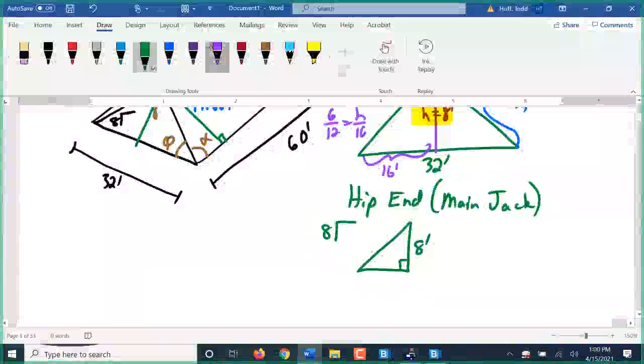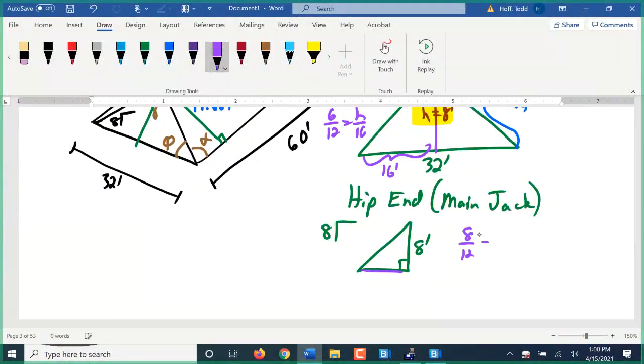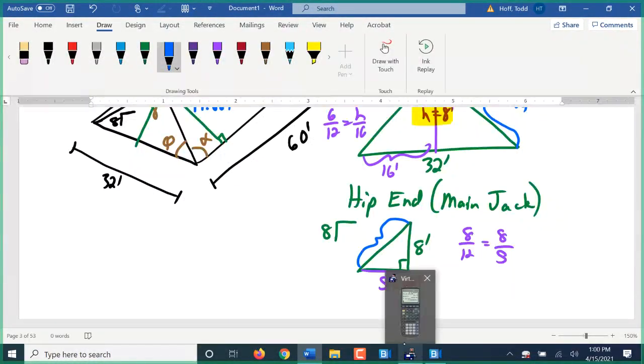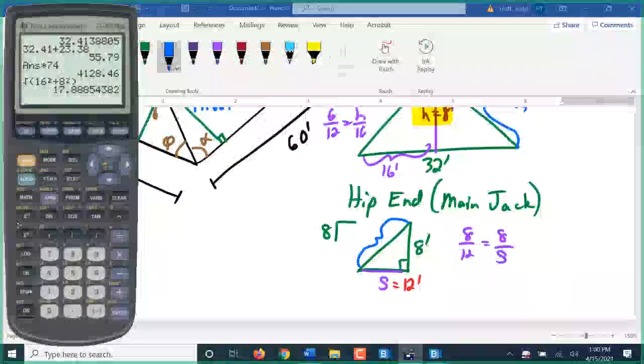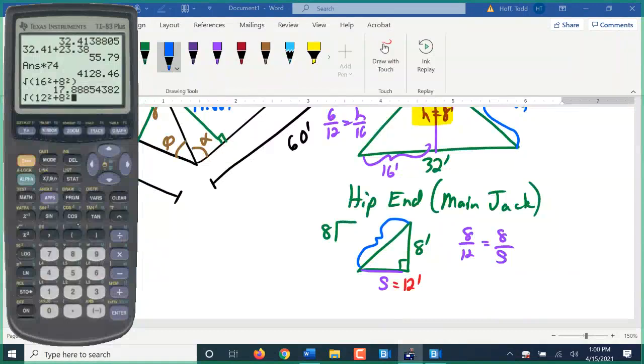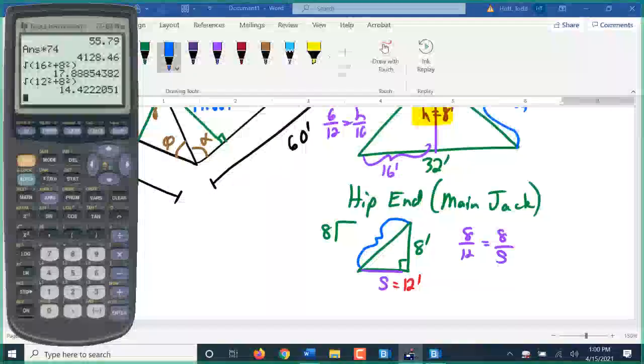So we can use that to find this length here, 8 over 12, because that's our setback. We'll call that S, equals 8 over S. Well, we cross multiply and divide. We simply get that S there is 12 feet. Just like with the common rafter, we want to find the length of the top chord there. It's going to be the square root of 12 squared plus 8 squared. Here is 14.422.